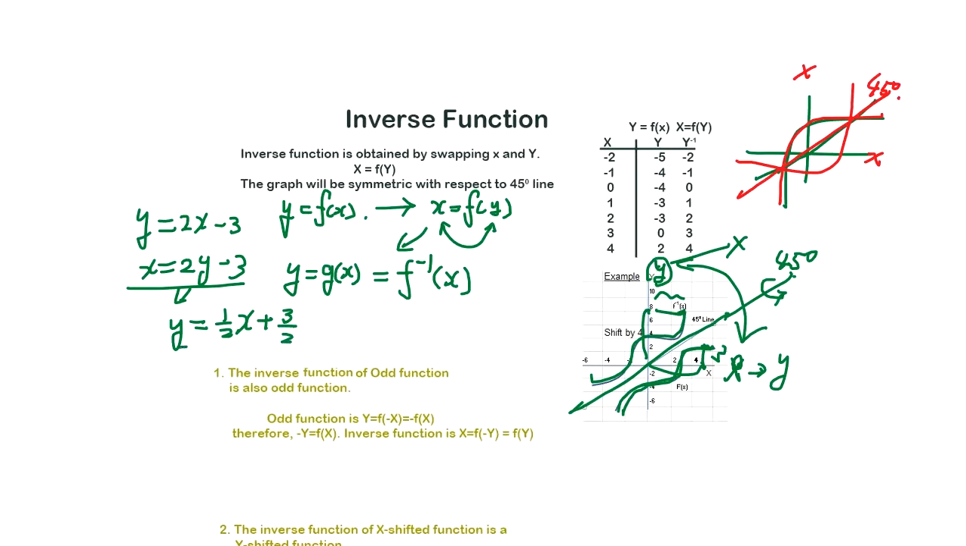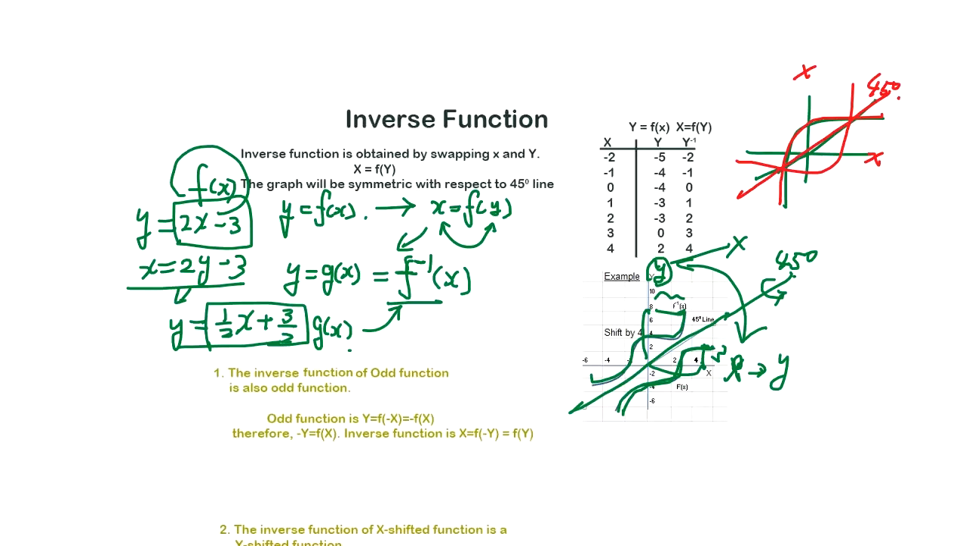Yeah, so obviously this function is different from this one. So if this is f of x, this will be g of x. Or you can write that it came from f originally, right? So f to the negative 1, the inverse of f of x. It's just a math notation. Okay, so that's the inverse function.